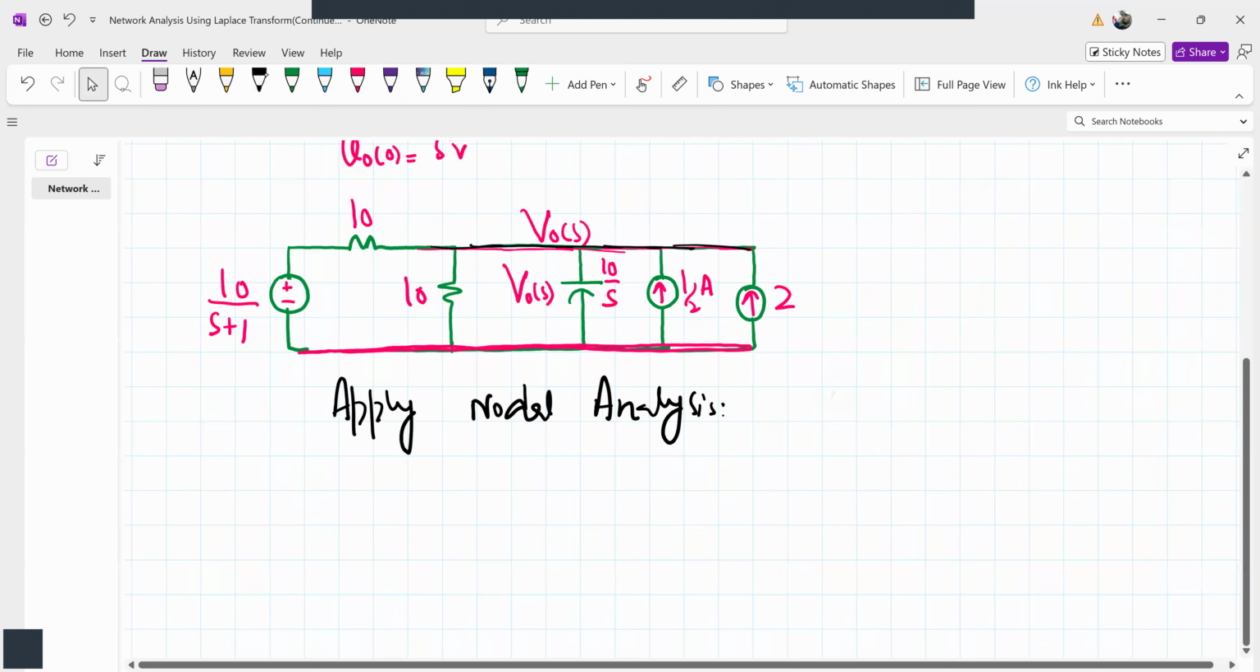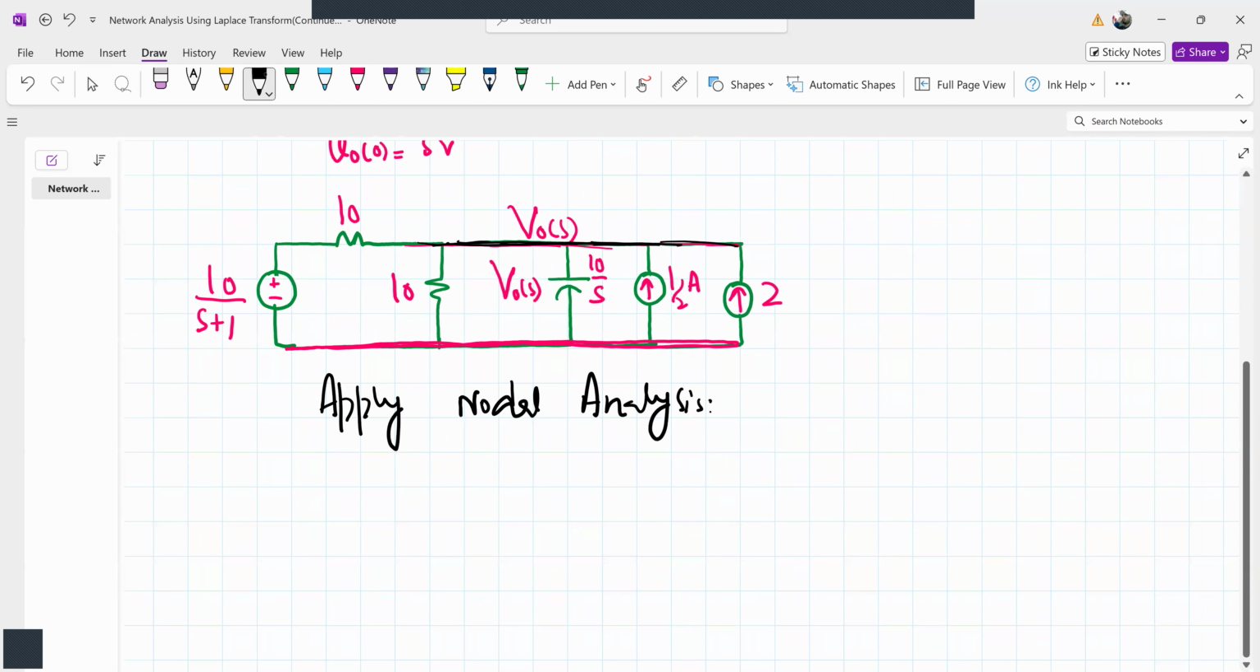Nodal analysis means apply KCL at this node and sum the 5 branch currents equal to 0. That is the nodal analysis. Okay, so what's the current flowing through the 10 ohm resistor? Now on this side we have V naught of S. On this side we have 10 divided by S plus 1. So this is an impedance.